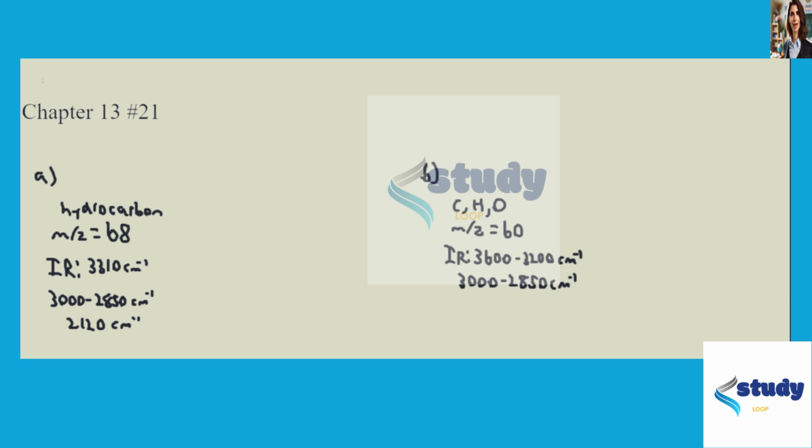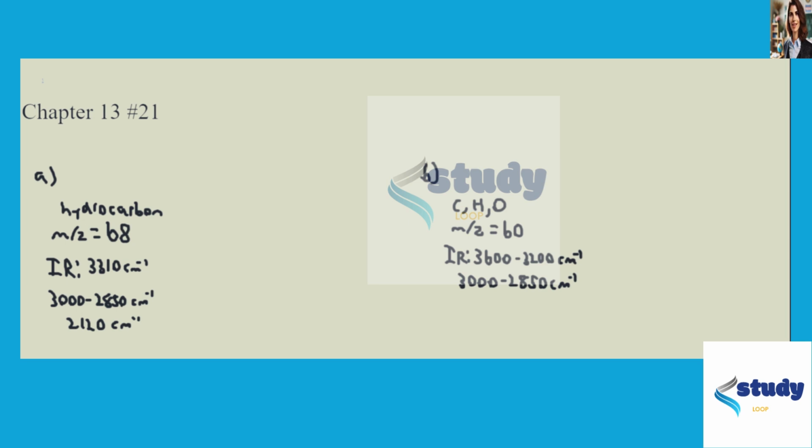So for A, we're told first that A is a hydrocarbon. This is good because it tells us that there is only carbon and hydrogen in this molecule. Then we're given an M+ peak, a molecular ion of 68. So our formula is going to have to equal 68, and again, we have only carbon and hydrogen here.